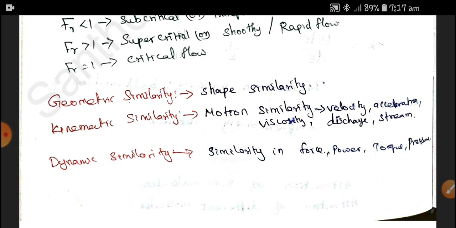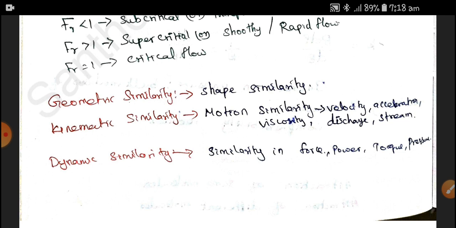What is meant by kinematics? Body in motion without considering force. The parameters involved in a body in motion are all put together and compared, and it is called kinematic similarity. And dynamic similarity is the motion involving the force. Therefore, the similarities between the force, power, torque, and pressure are being accounted for or compared. So that is why it is called dynamic similarity.